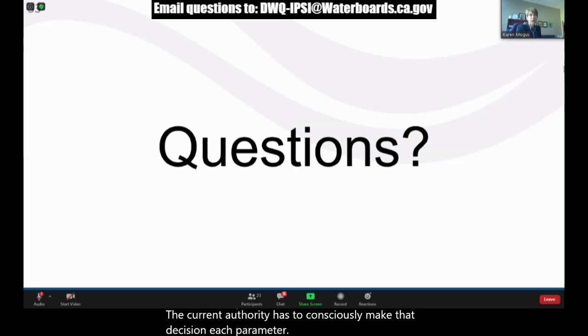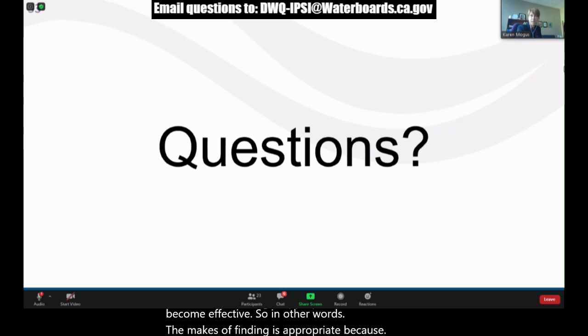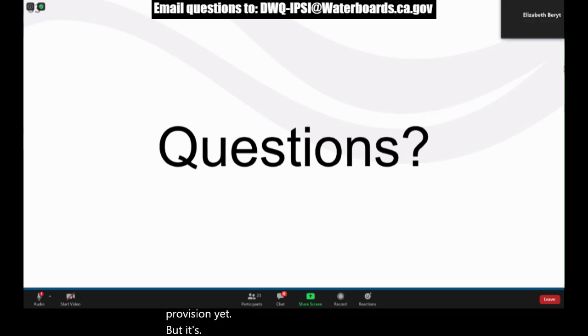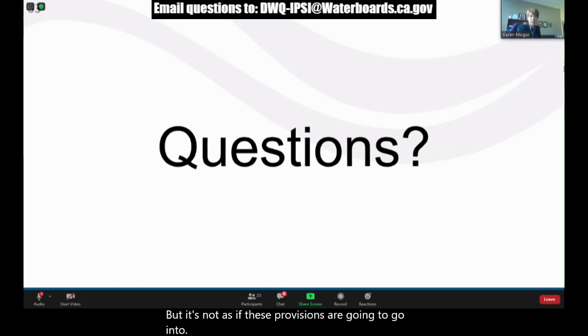Well, that actually brings up another good point that I'll add, which is that the implementation portion of the provisions does not become effective in your permit upon the provisions becoming effective. They become effective when they get inserted in your permit after the provisions become effective. So in other words, "makes a finding" is appropriate because, as Elizabeth said, the current permit won't have the requirements or have made a finding based on the provisions yet. But it's not as if these provisions are going to go into effect in your current permit, is kind of my point. So "makes a finding" makes more sense.